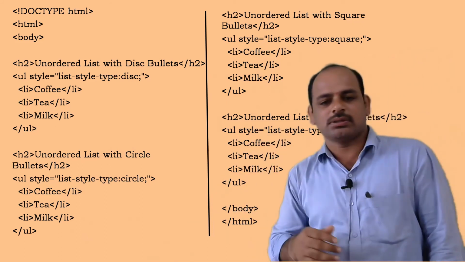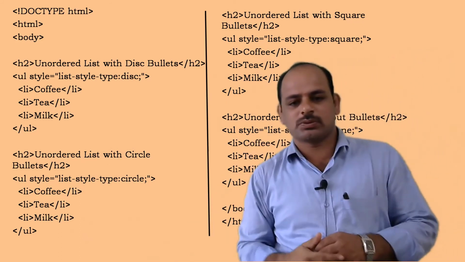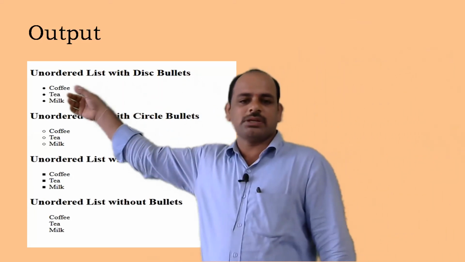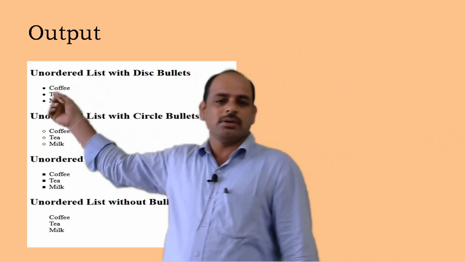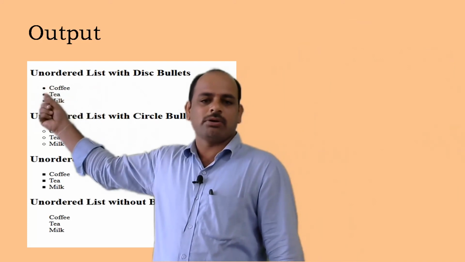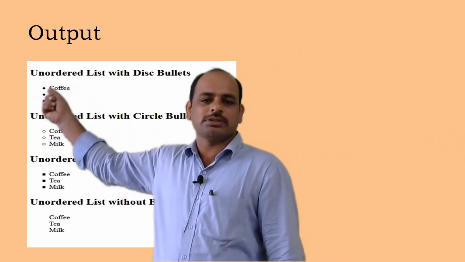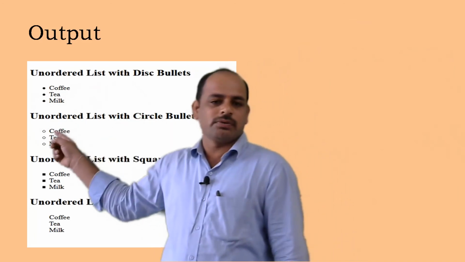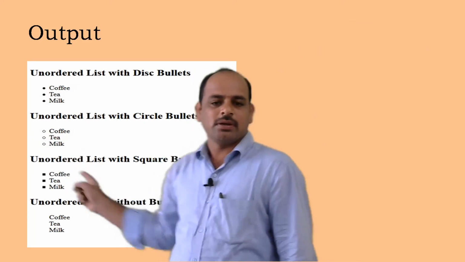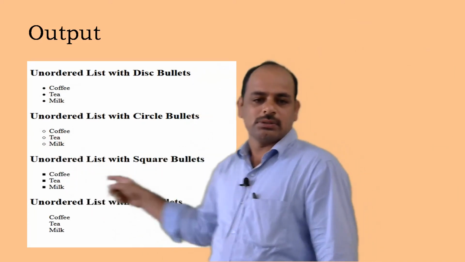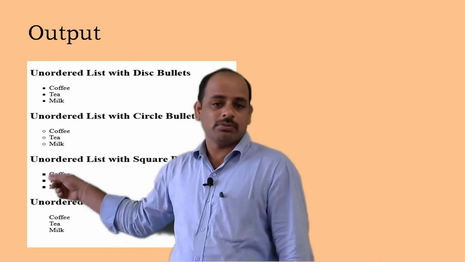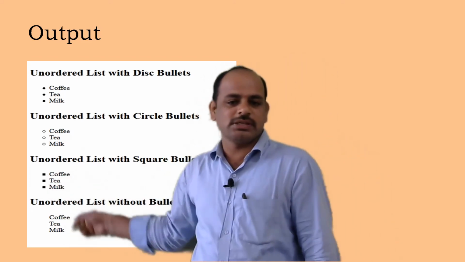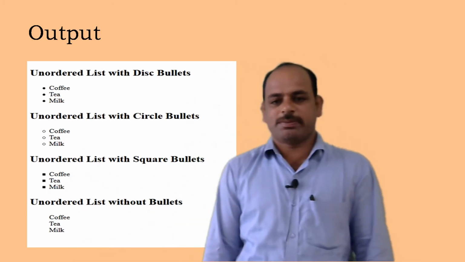You can see the output of this code here. First one is disc. Beside coffee there is a dot, black color dots are there. You can see all black color dots. Next here we are using circle bullets. So you can see all circles are there. Here we are using square bullets, list-style-type square. Now all squares here. Next, without bullets. So nothing is there, only the list items are displayed.